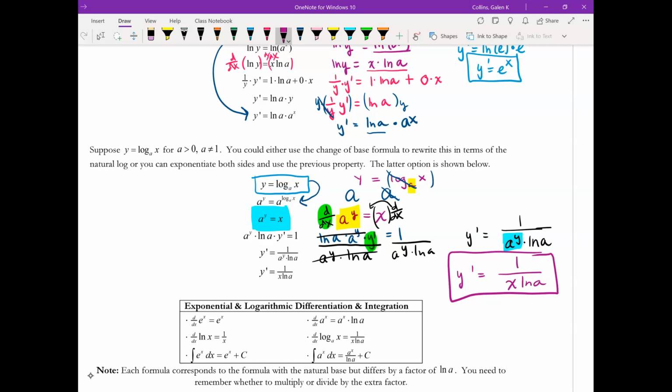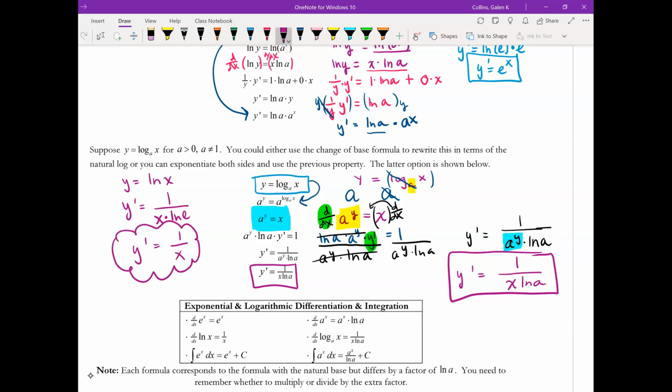But we could check that real fast with base e. So let's say that our original function is y equals the natural log of x. So that would be log base e of x. If we use this formula, or this derivative rule, that means y prime is going to be 1 over x times the natural log of the base, which was e. And just like before, the natural log of e is 1. So we end up with 1 over x. So that's why our derivative rules for the natural log and the exponential with the natural base are easier than when there's a different base.